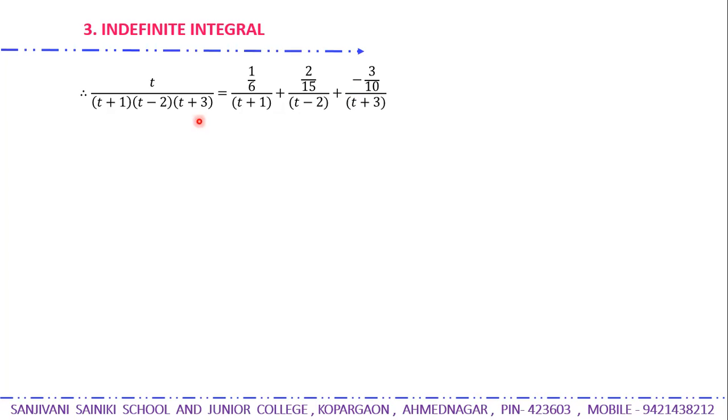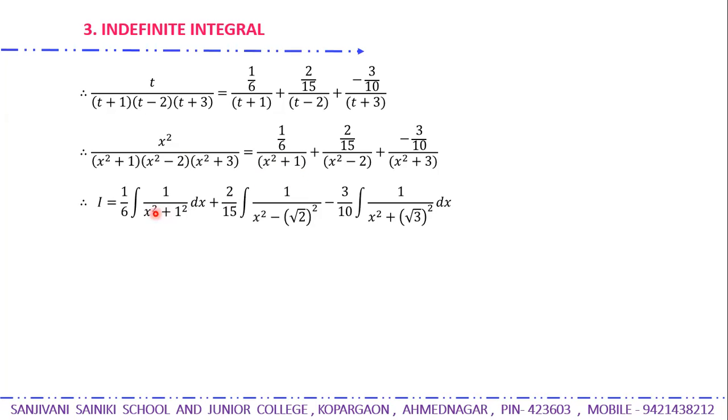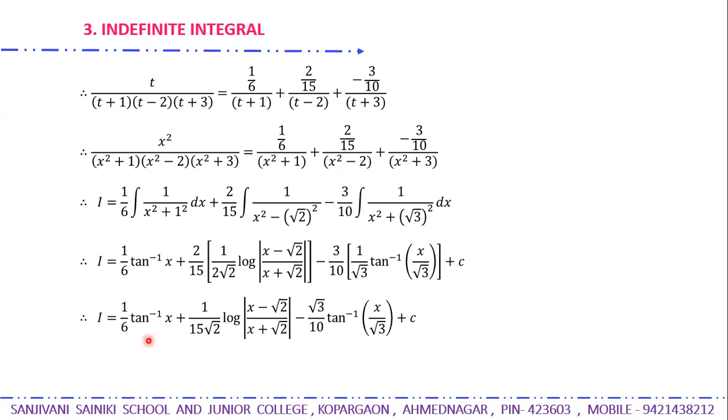Now, for the time being, we have replaced x square by t, so again we will put the value of x square here. Then instead of integrating this, we will integrate this part. 1 upon x square plus a square, its integral is 1 upon a tan inverse of x by a. 1 upon x square minus a square, its integral is 1 upon 2a log of (x minus a) upon (x plus a). And here it is 1 upon a tan inverse of x by a plus c. So multiply and simplify. What you will get is the solution of this second problem.